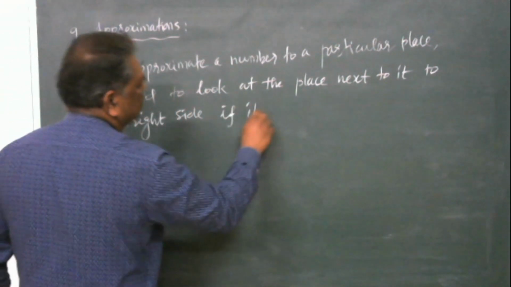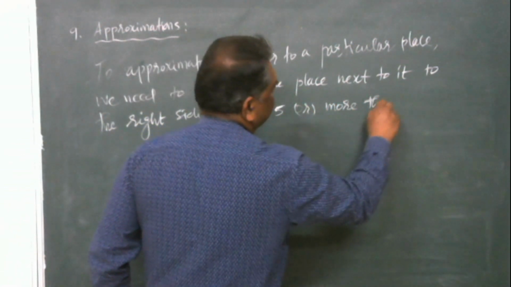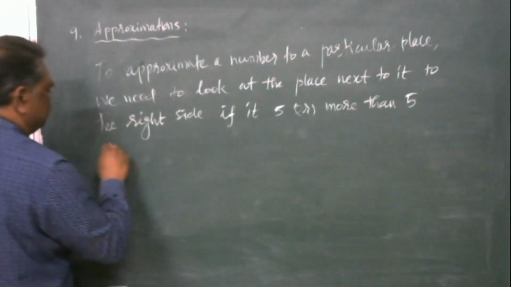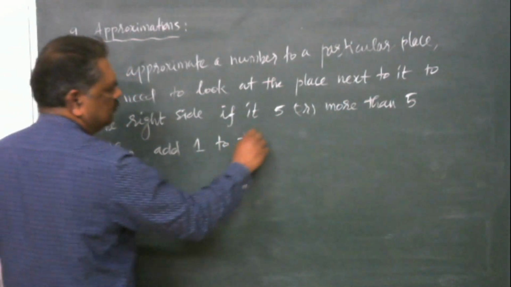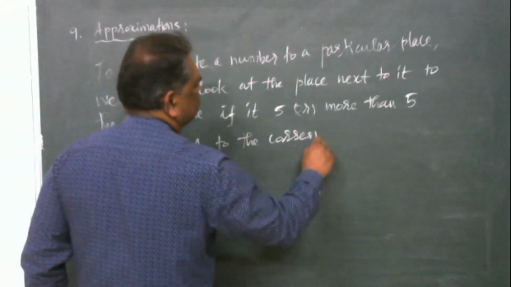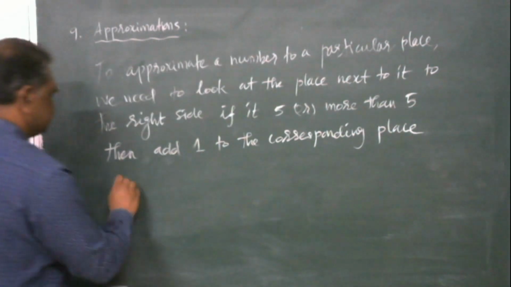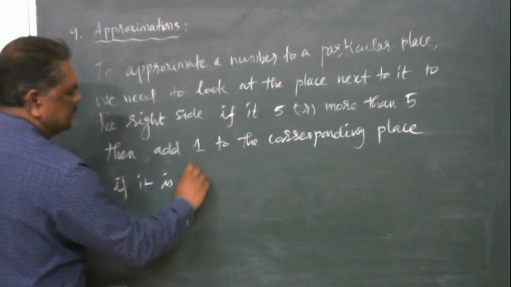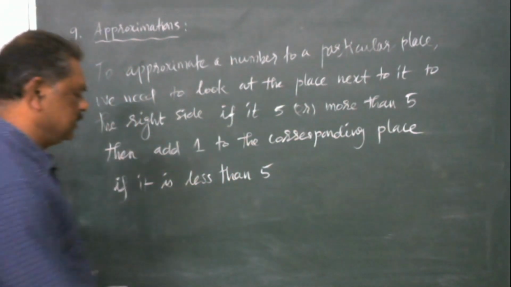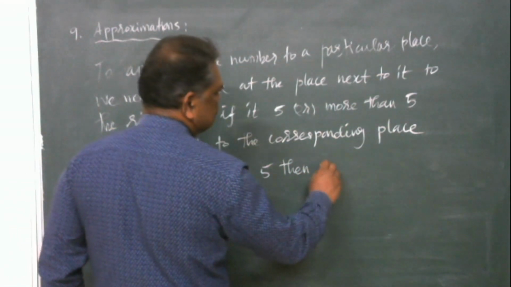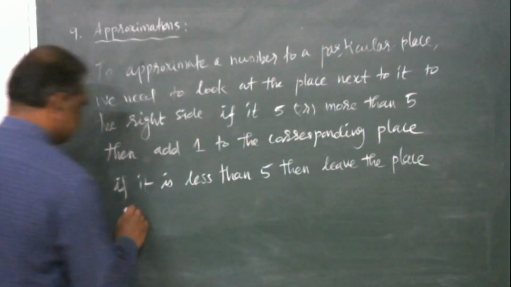If it is 5 or more than 5, then add 1 to the corresponding place. If it is less than 5, then leave the corresponding place as it is.